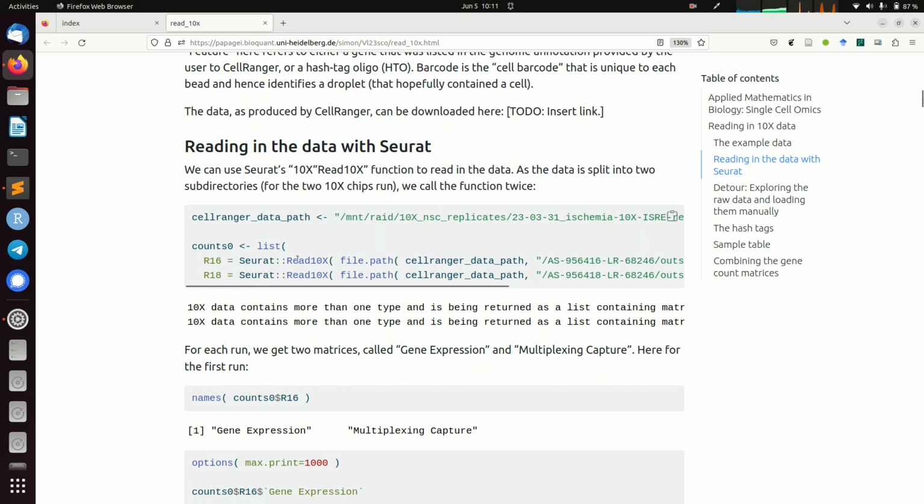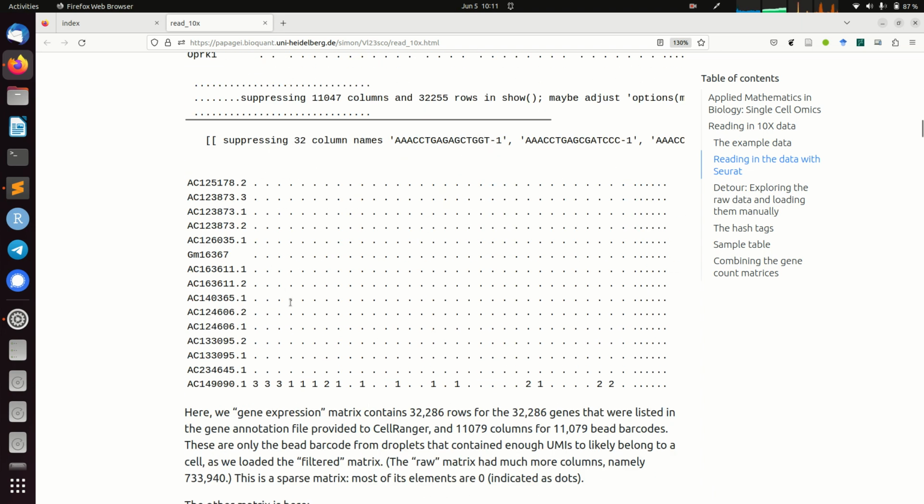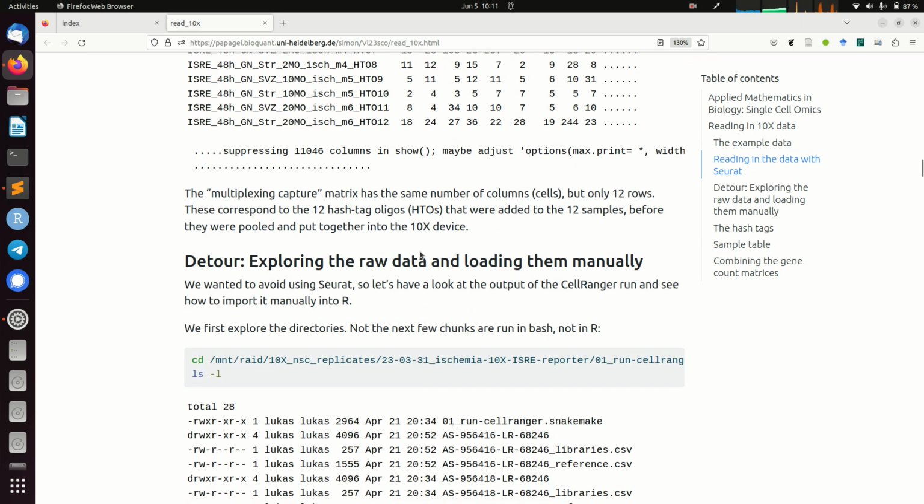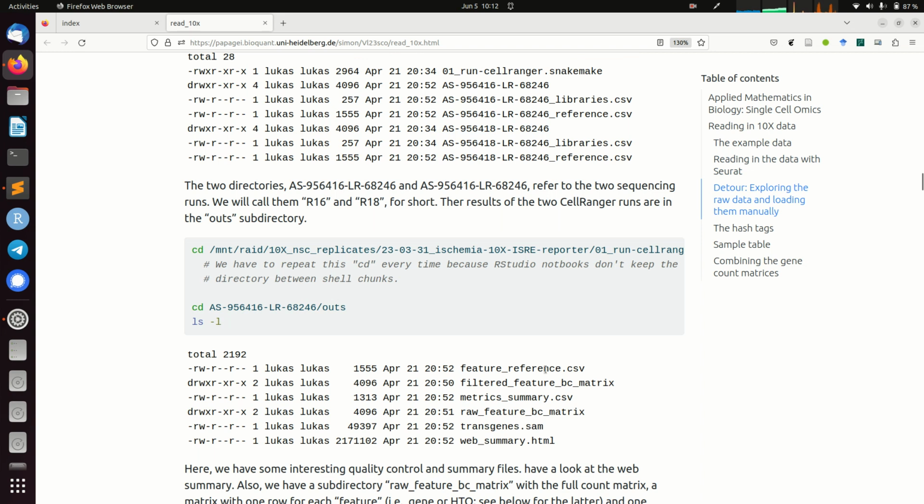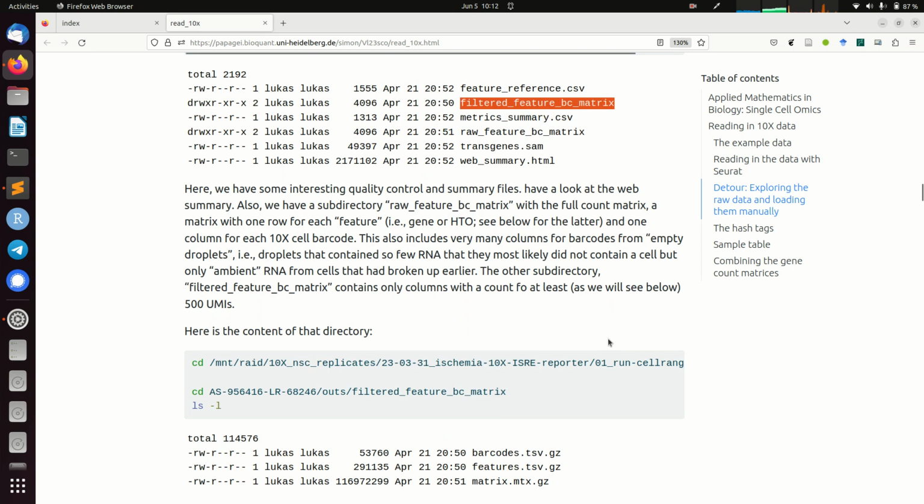You remember last time we just used the Read10X, and the way the data is actually shown is that you always have these two directories, the filtered and the raw barcode matrix. The raw is just all the droplets, and the filtered is only those droplets which have a reasonable number of UMIs. And it's usually shorter, so that's why we always use this. But sometimes you want to look into the raw because the filtered one might have kicked out too much.